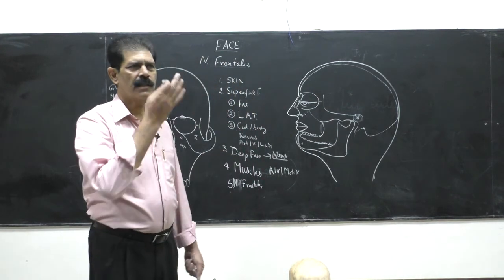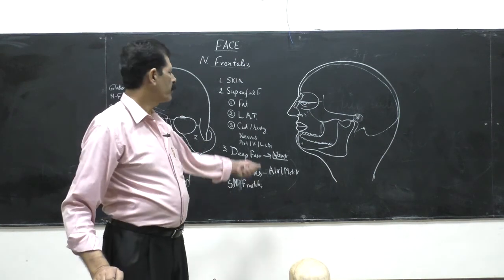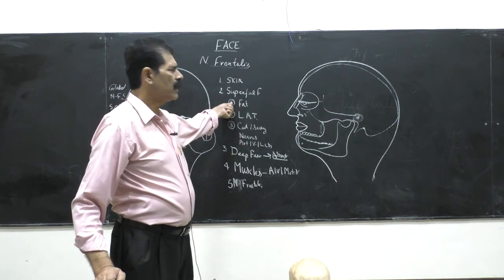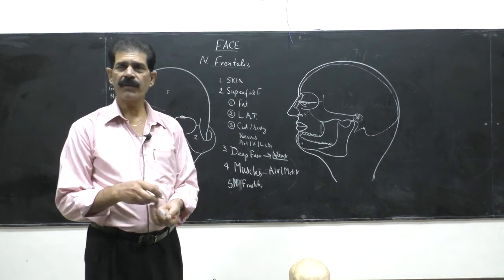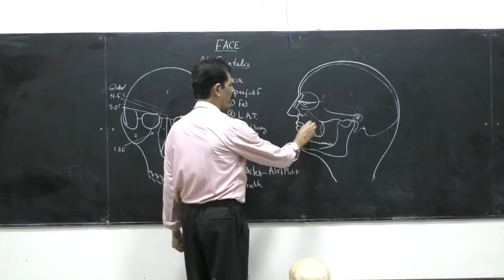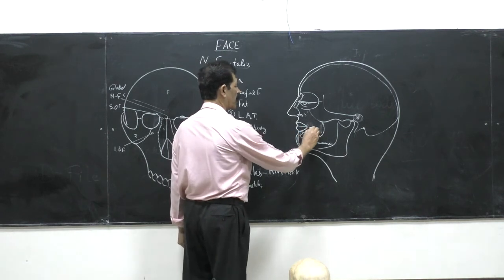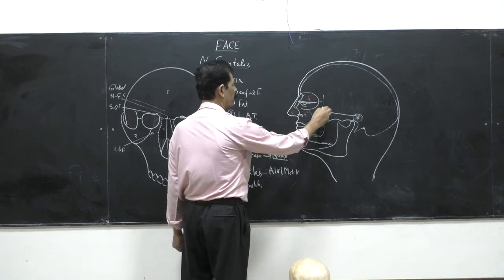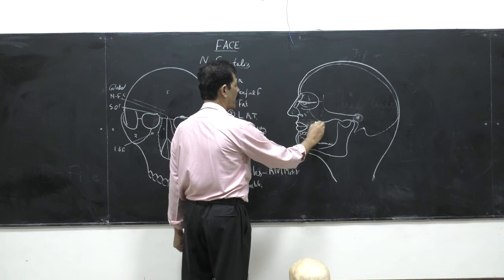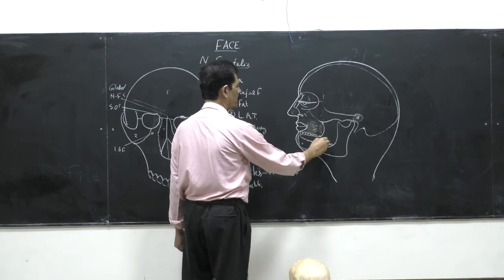So first we remove the skin of the face. Below the skin, what do we find? Fat, yellow color. But in some regions this fat is more. In the superficial fascia, it is very large near the angle of the mouth. But fat is present everywhere. It is maximum near the angle of the mouth and more in the children.